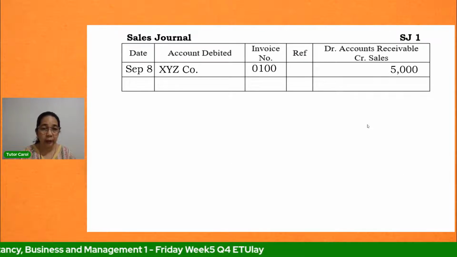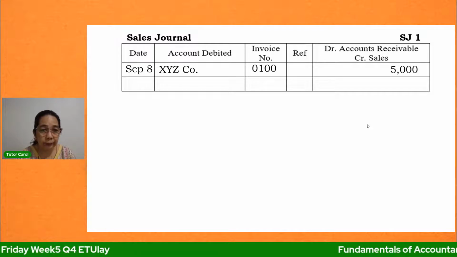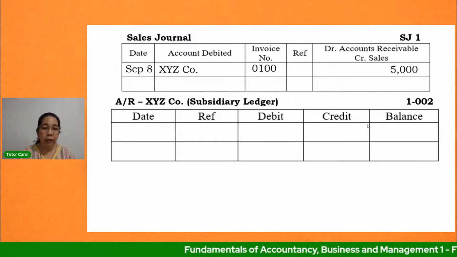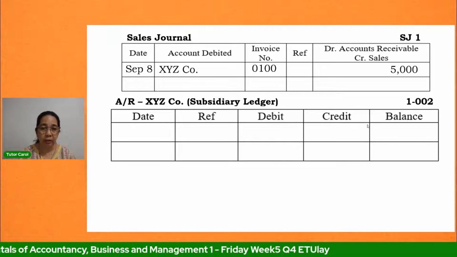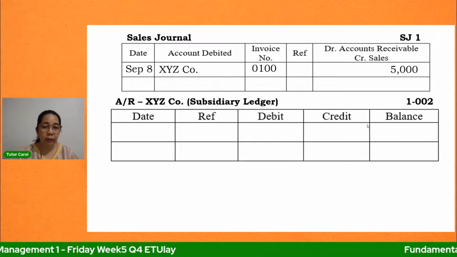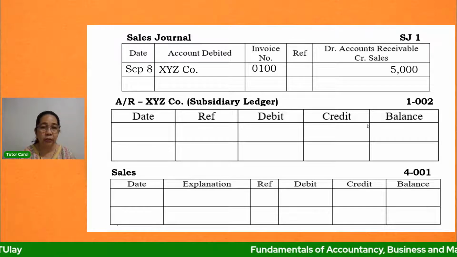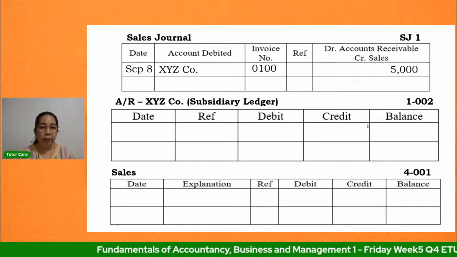Sales journal. So this is the last one. Okay? So what's affected there? Yes, we use the subsidiary ledger again, but this time, the accounts receivable subsidiary ledger. And then the other ledger will be the sales ledger. Yan, sales ledger. So just copy the date, September 8.